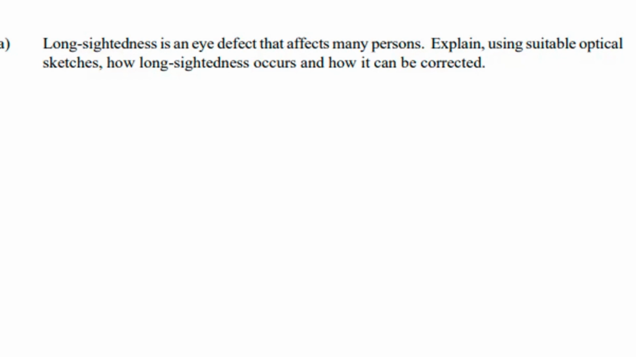Long-sightedness is an eye defect that affects many persons. Explain, using suitable optical sketches, how long-sightedness occurs and how it can be corrected. Feel free to share whenever you have come up with something pertaining to that, yeah?